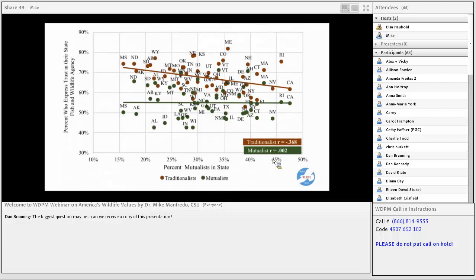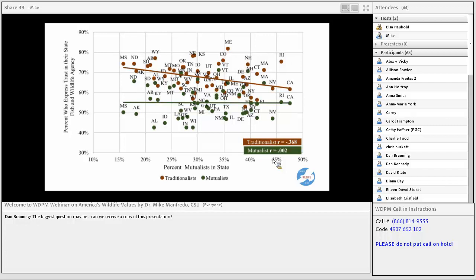We were really surprised to find, and we've actually published an article on this in Biological Conservation from the 2004 data, that the real thing that happens is the decline in trust amongst the traditional group. So what I have here is the percent mutualists in a state on the X axis, and then, again, the trust in the agency. And what I've done is, for all the states, done two lines: one just for the traditionalists in the state, and the other just for mutualists in the state.